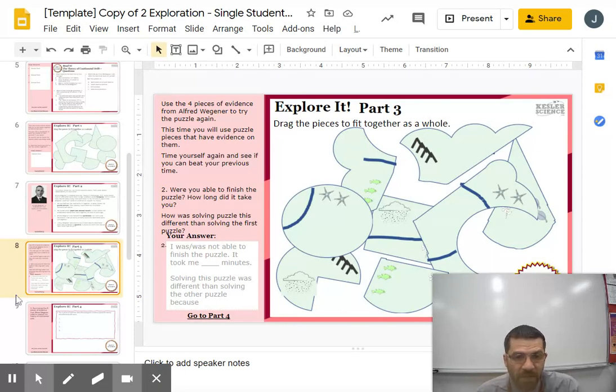The next one, slide 8, we have another puzzle. However, this puzzle is slightly different because it has symbols on it. So you're going to use those symbols and match them up to put the puzzle together, and then answer these questions here. Again, you're timing yourself. How long did it take you? All right. And then solving this puzzle is different than solving the other puzzle because, and then provide an explanation why, if you found this one easier, why you found it easier. If you found it more difficult, then say that.